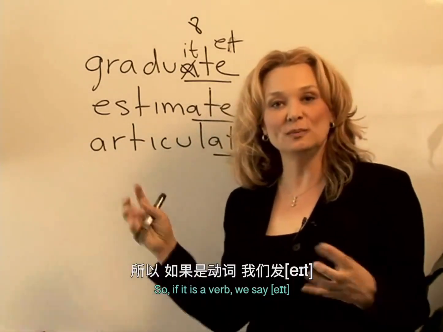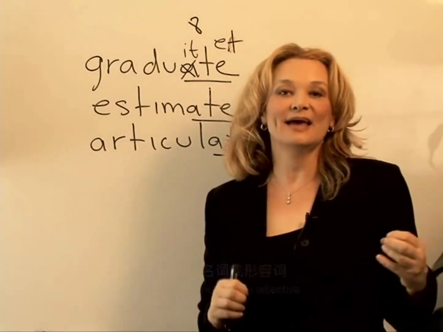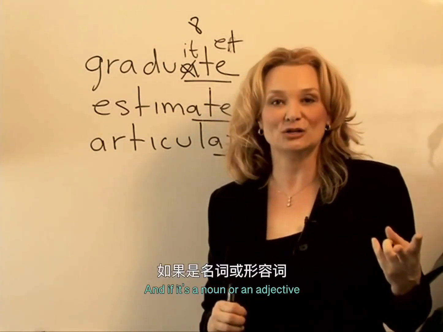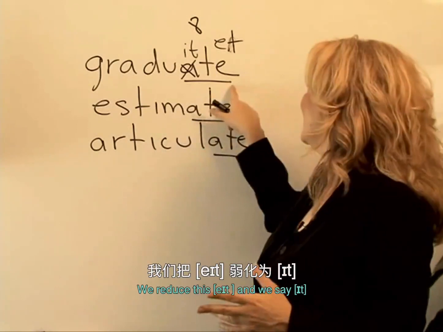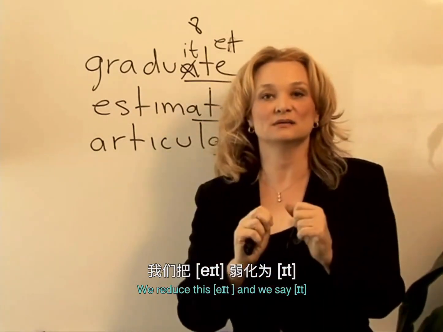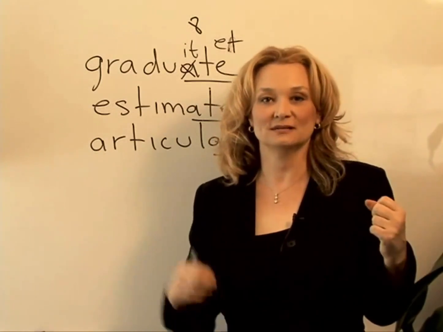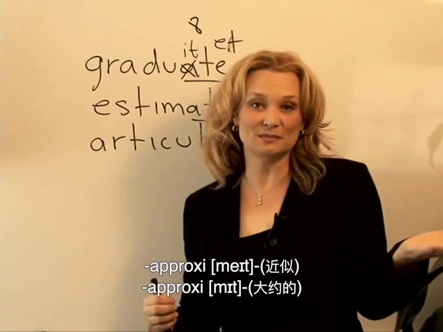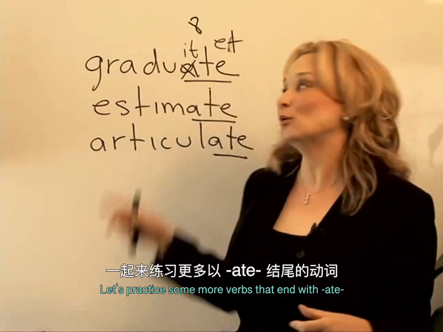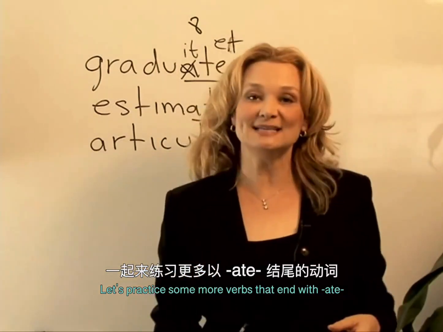So if it's a verb, we say ate, and if it's a noun or an adjective, we reduce this ate and we say it. Separate. Separate, separate. Approximate, approximate. Let's practice some more verbs that end with ate.